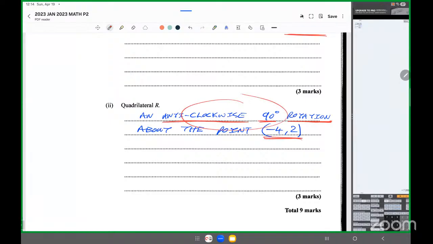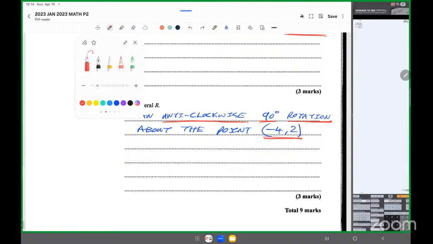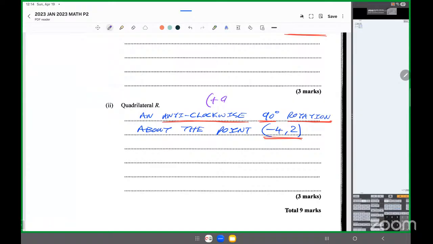Remember, the anti-clockwise rotation could have been put as positive 90 degrees as well. You could have instead said a positive 90-degree rotation, because anti-clockwise rotation is positive. They would have to accept it. Anti-clockwise rotation is positive rotation. Clockwise rotation is negative rotation. Question done.